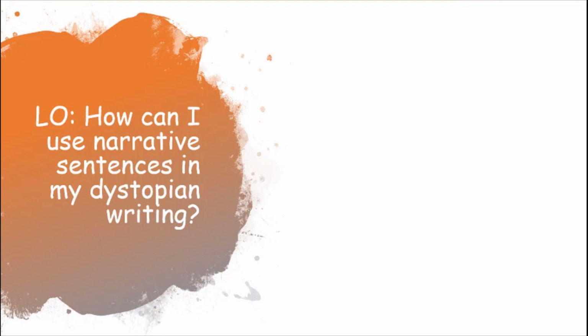If you haven't already done the previous lessons on dystopian fiction writing, you need to go back and do those now, because by the end of this video, I would like you to have woven some narrative sentences into your opening descriptions so that the work you've already done now introduces a character. So you'll need to do the previous work first. So, how can I use narrative sentences in dystopian writing?